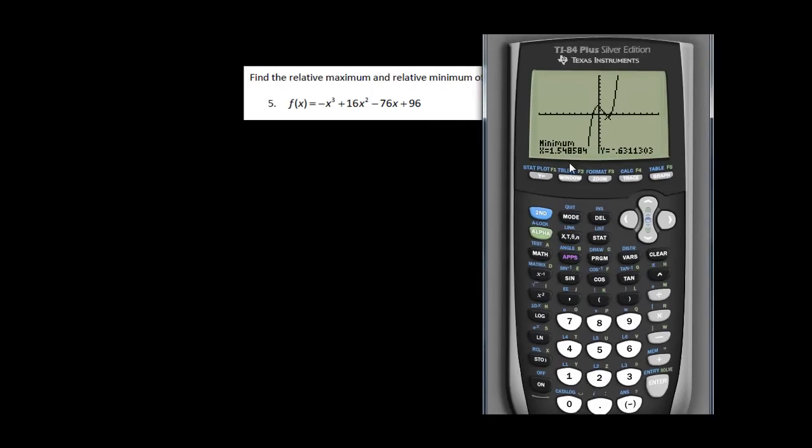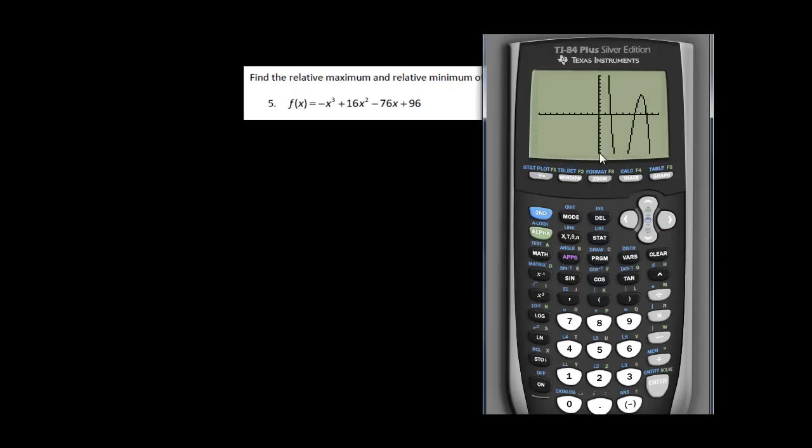Number 5, relative max and relative min. What you want to do is definitely graph this problem. Let's clear this out. So we're going to have negative x cubed plus 16x squared minus 76x plus 96. So it looks like it goes down, then back up again. So what we want to do is see what happens under here, because we need that relative min. We have the relative max here, but we need this one here.